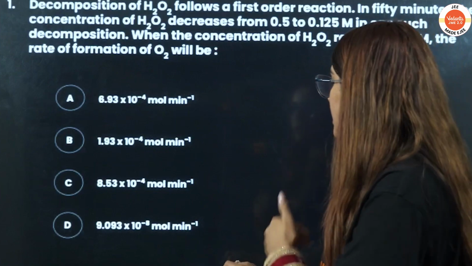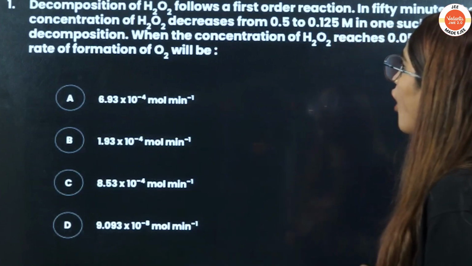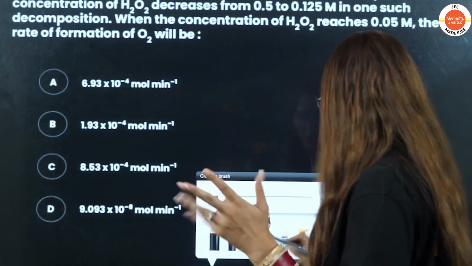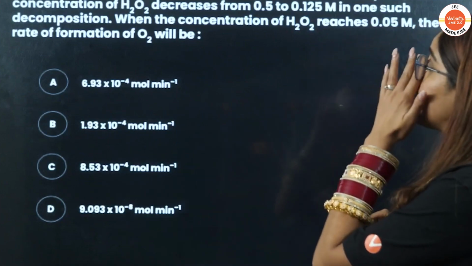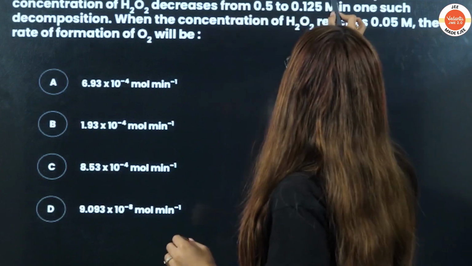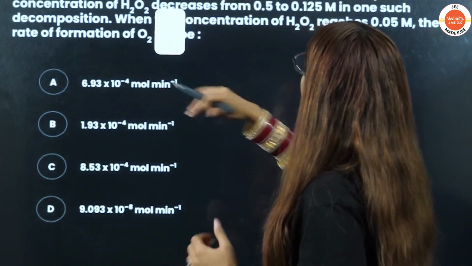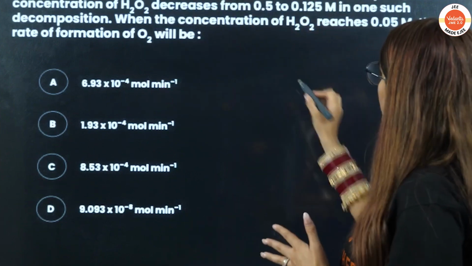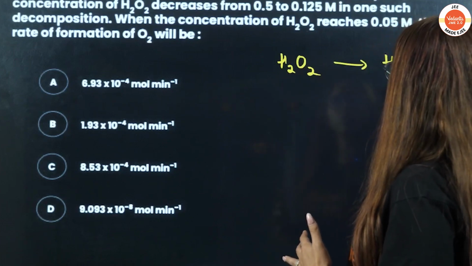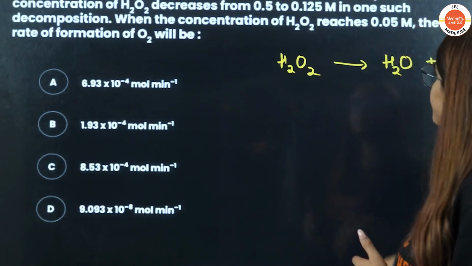First question is, decomposition of H2O2 follows a first order reaction. Very important. All are important questions only, right? Decomposition of H2O2 follows a first order reaction. Okay, this follows first order reaction, right? Decomposition of H2O2, that means H2O2 decomposes to H2O plus O2, right?